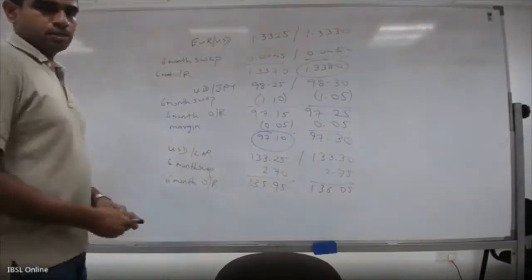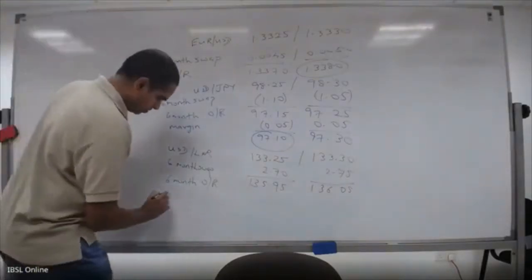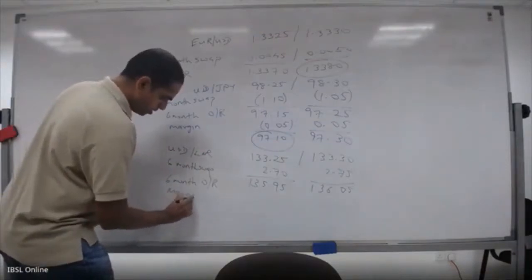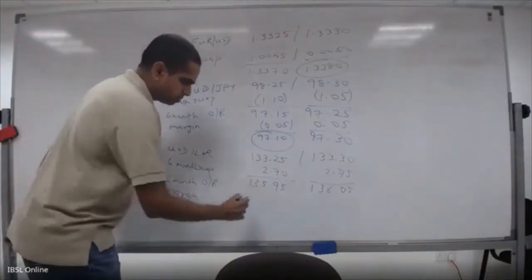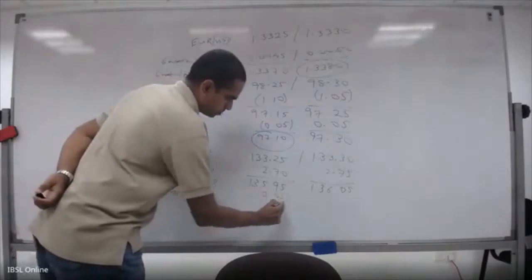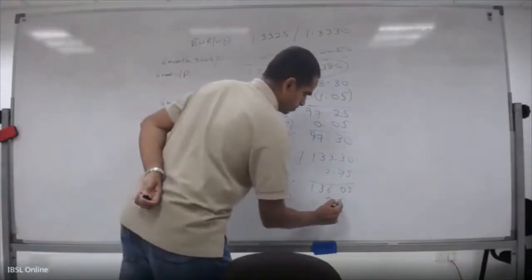bank charges 5% margin. Again, the margin you have to deduct from the bid and add it to the offer.